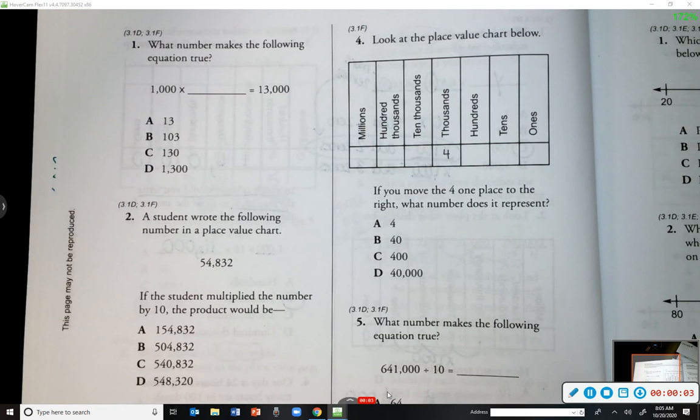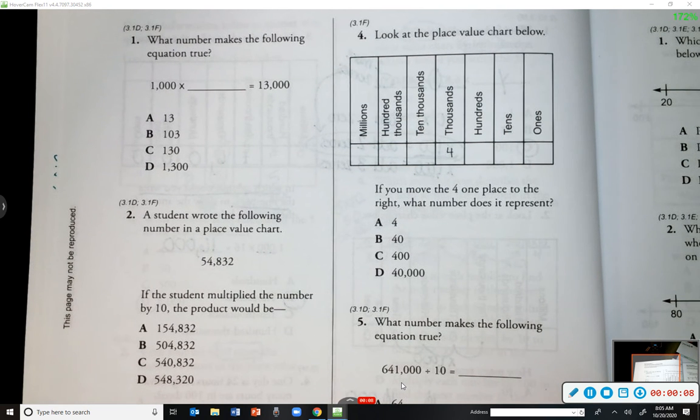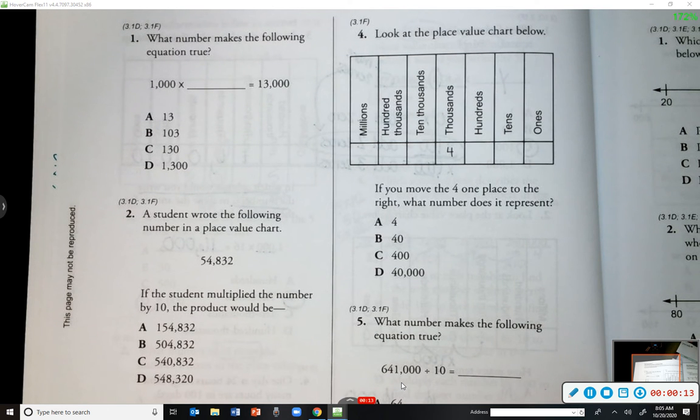All right, good morning, boys and girls. We're going to check our math format. Today is Tuesday, October 20th, and we're going over Star Master 12.